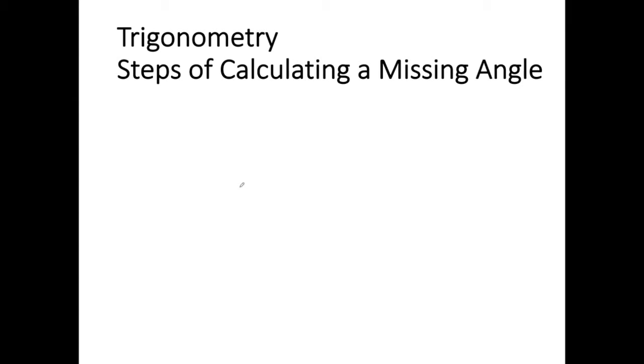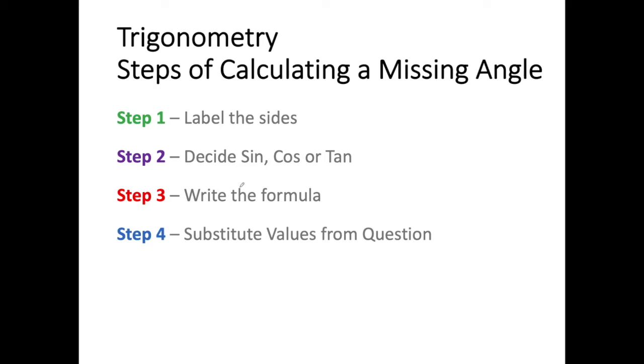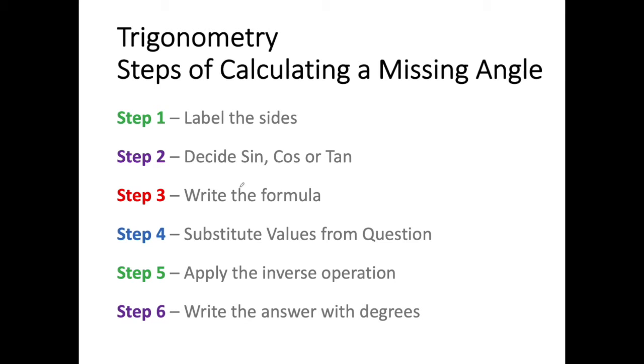The steps for calculating the missing angle of a right angled triangle using trigonometry are very similar to those for finding the missing side. Step 1 is to label the sides. Step 2, decide whether we're going to use sine, cos, or tan based on that information. Step 3, write the formula. Step 4, substitute in the values from the question. Step 5 is to apply the inverse operation. If it was sine, we'll do the inverse of sine. If it was cos, we'll do the inverse of cos. And step 6, write the angle, making sure that we include our degree symbol in the answer.